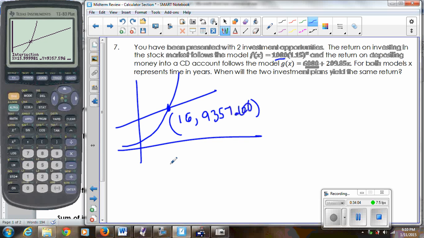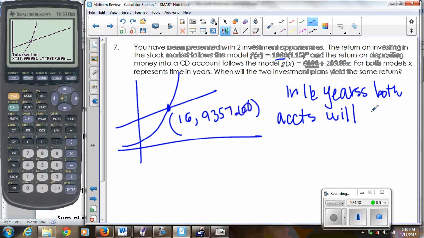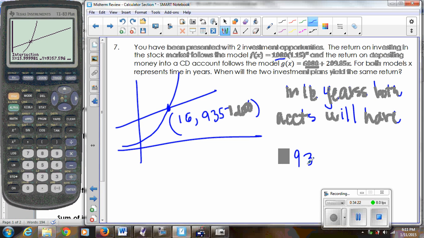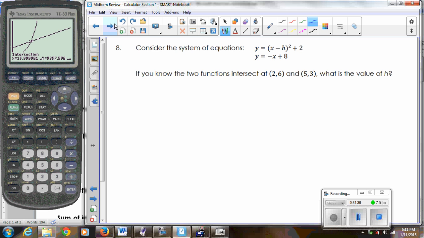So I want to go ahead and put that in terms of the problem. So in 16 years, both accounts will have $9,357 and about 60 cents. Let me just fix that so it actually looks like a 16. There we go. All right, number 8.